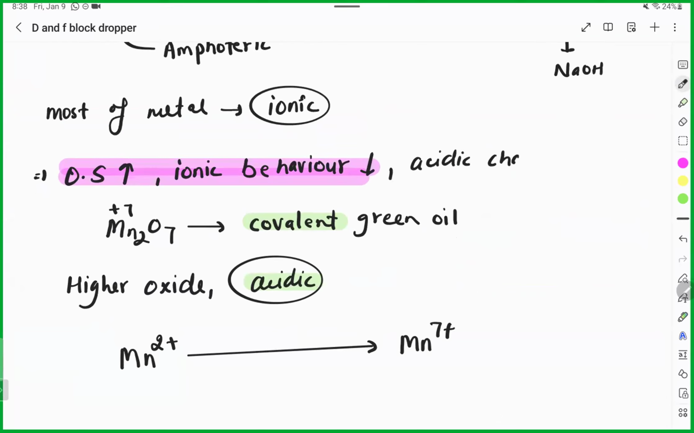Do you remember? Yes or no? This, guys, is very, very important. If oxidation number increases, ionic character decreases, covalent character increases, and acidic character increases. If you understand this, trust me, many of the things are done from the oxide.